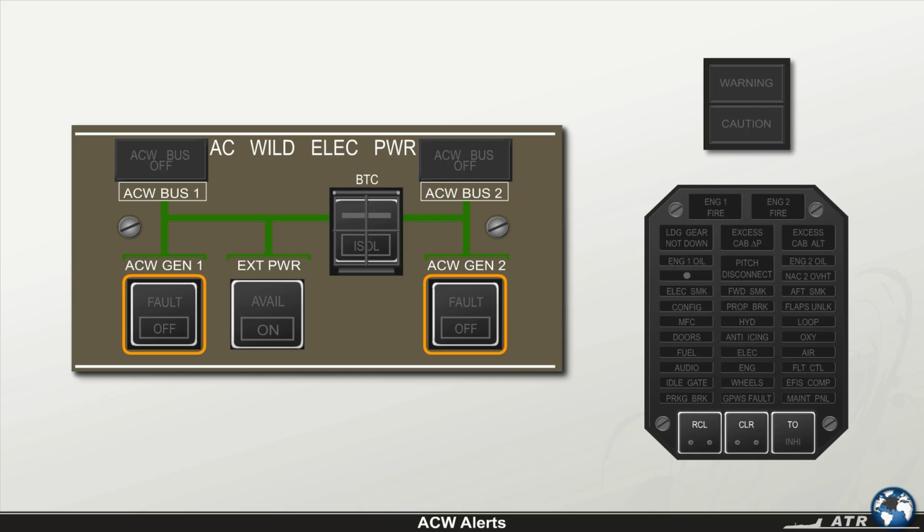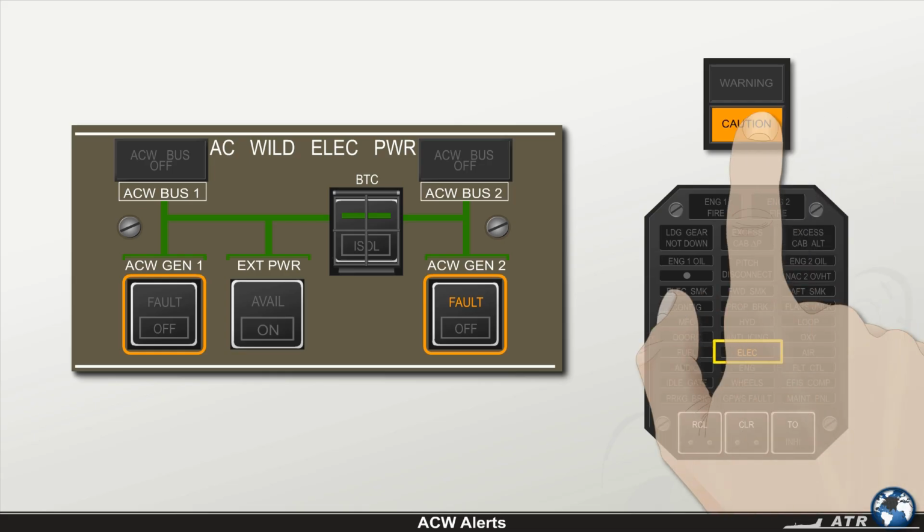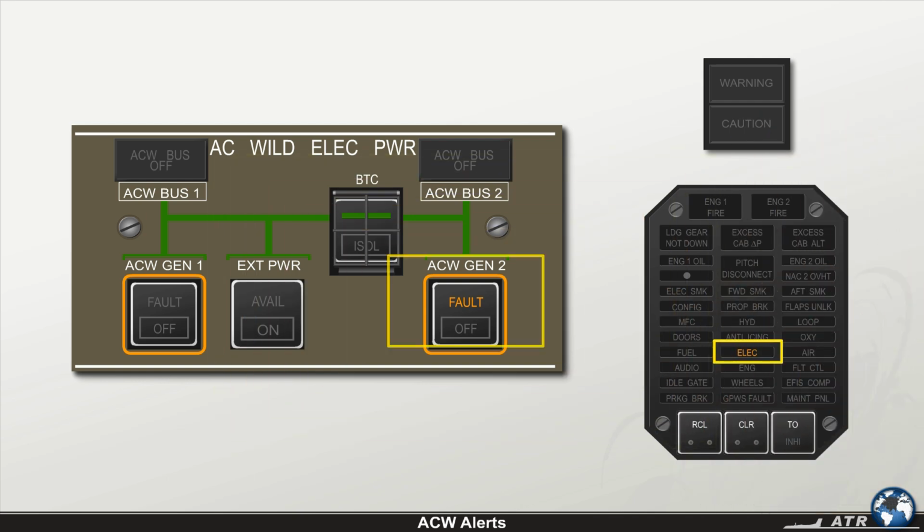If one of the AC wild generators fails, the CCAS is activated and commands the amber master caution light to flash, a single chime to sound, and the CAP to display the amber electrical light for identification of the affected system. Finally, the amber fault light on the respective AC wild generator push button provides a failure description.